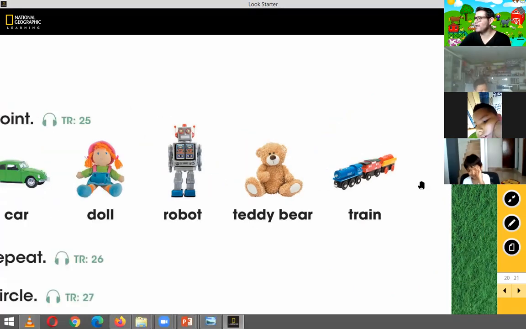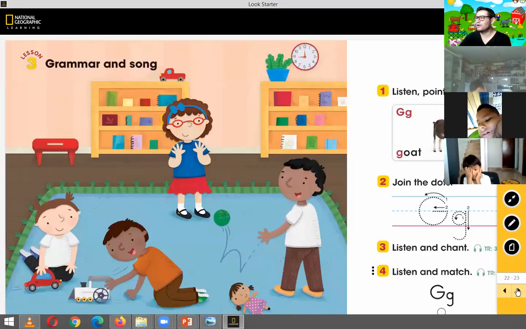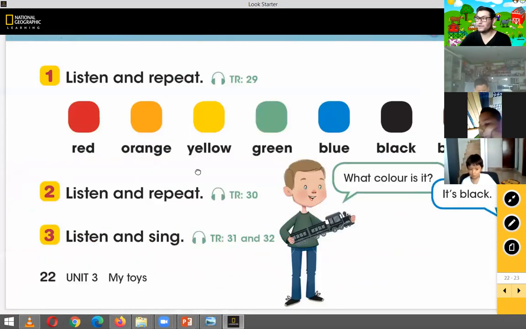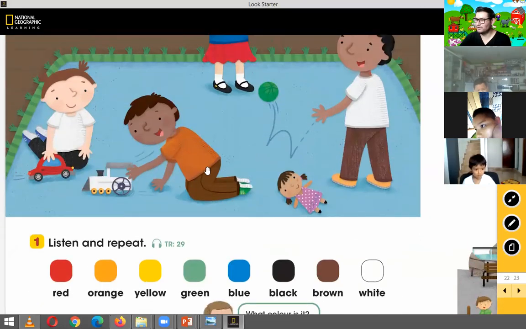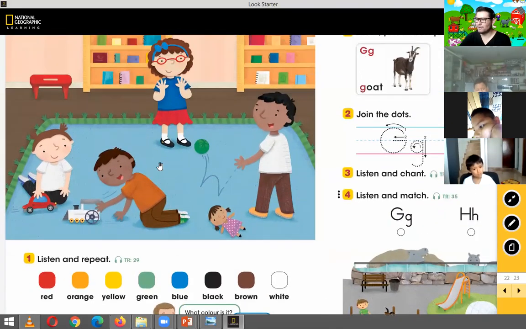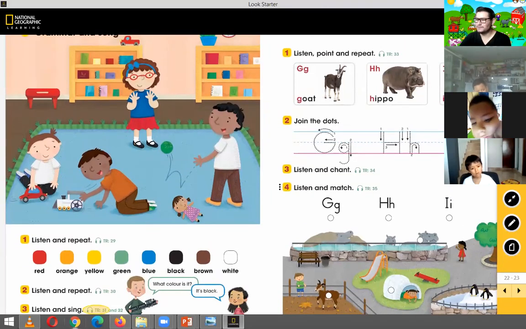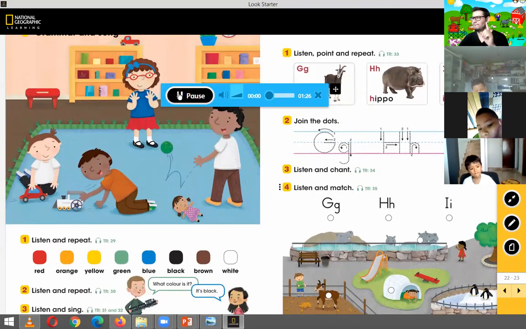It's a train. Now, we are going to continue with this part. With the colors. Do you remember the colors? Yeah? I'm going to play the song for you. We are going to sing this beautiful song. There it is. It's a red.